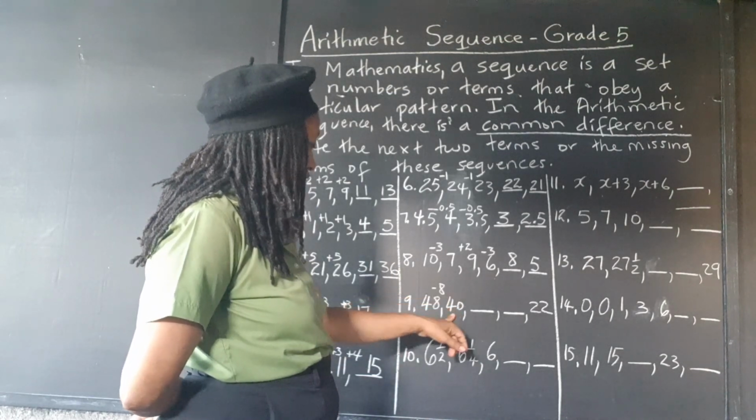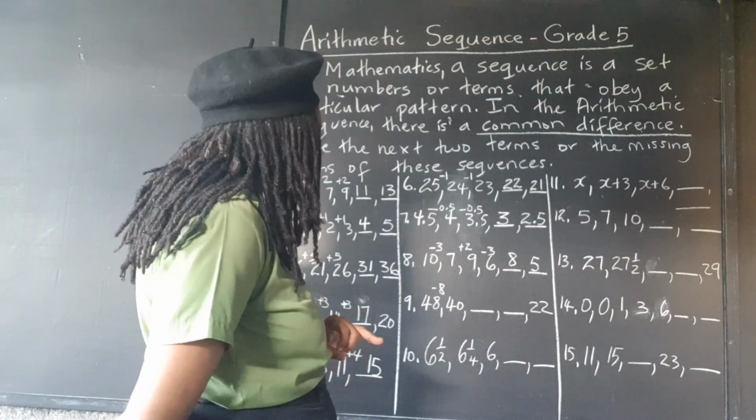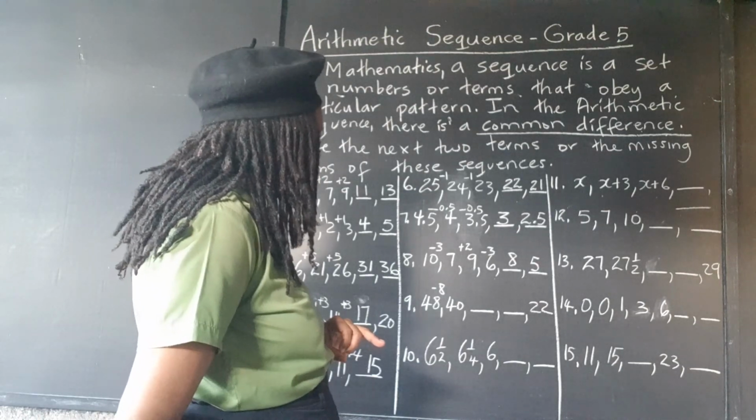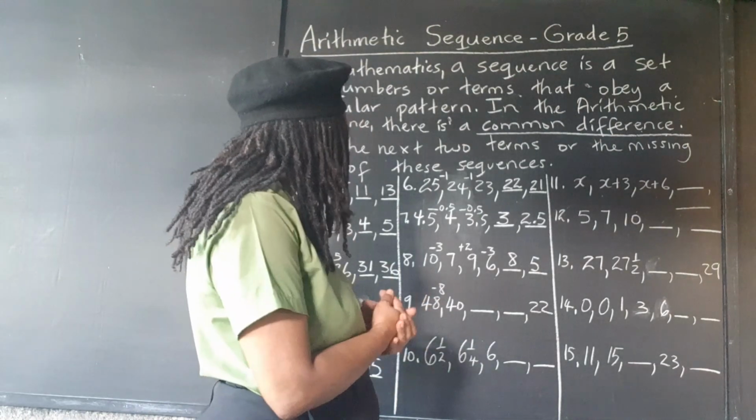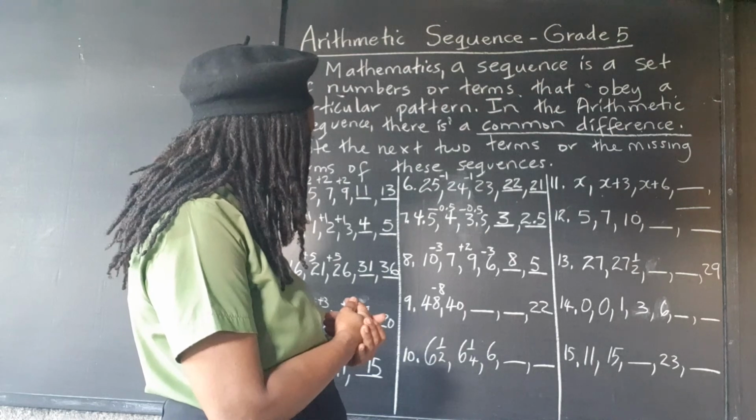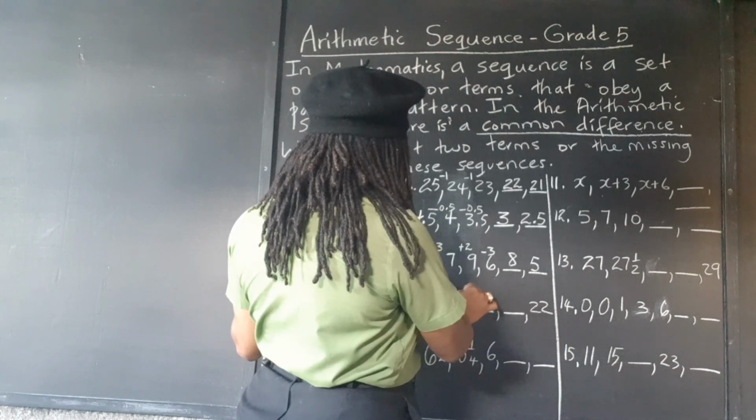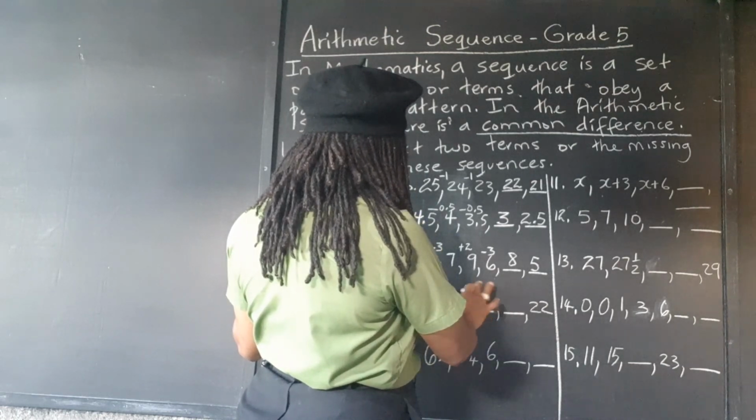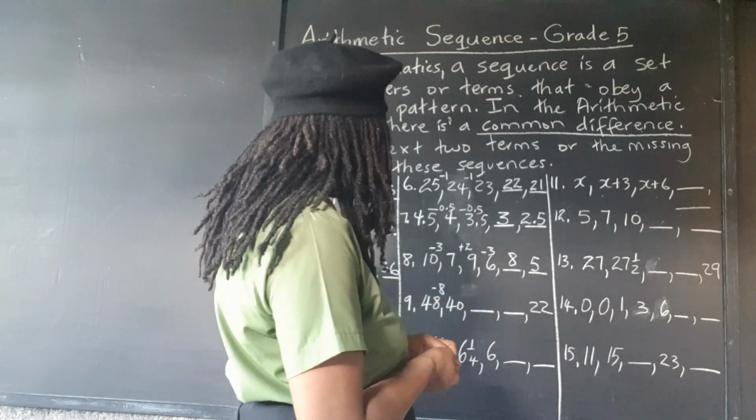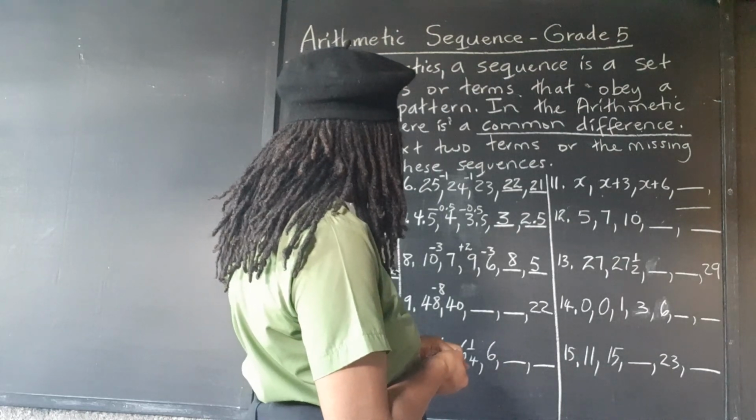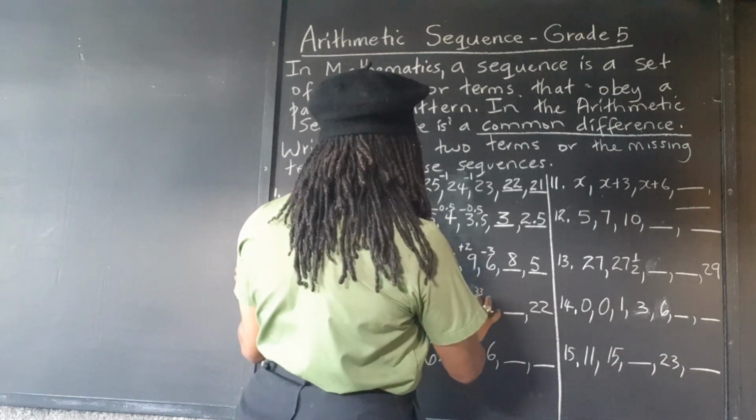48 take away 8 gives 40. 40 take away 8, 32. 32 take away 8 would give 24. So maybe they're taking, let's see if they take away 9. 40 take away 9 would give 31. Take away 10 would give 21. Take away 7 would give 33. Take away 6.